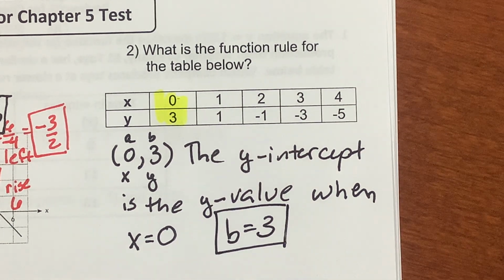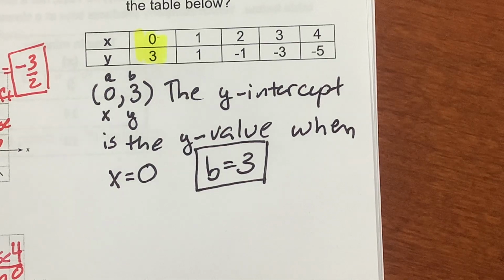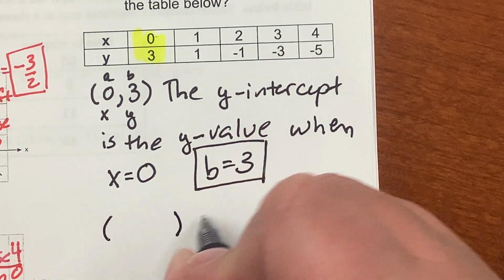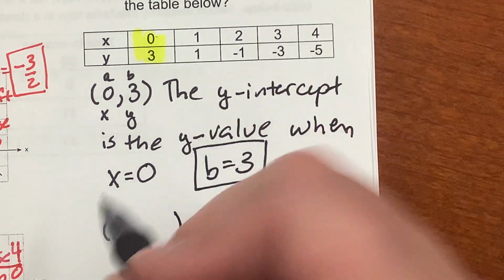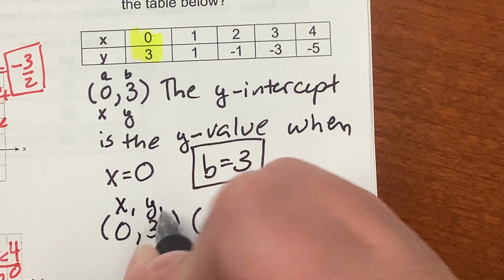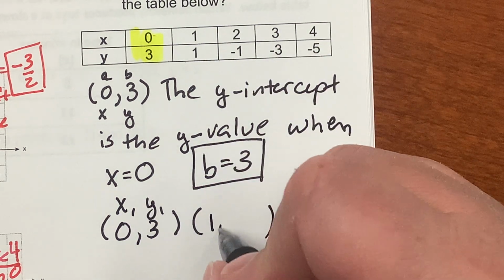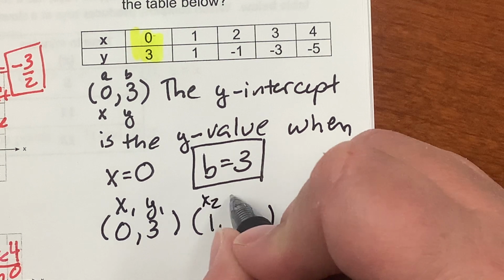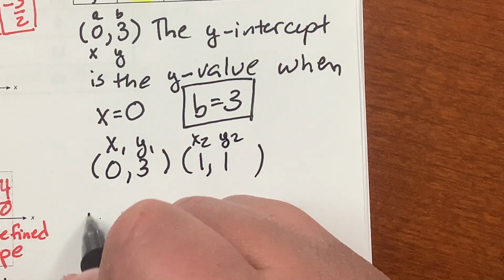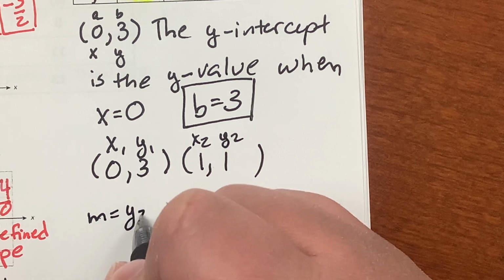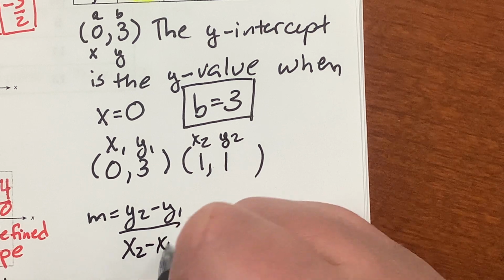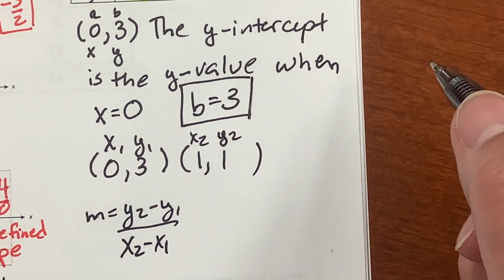Now I just have to find the slope. To find the slope, I need 2 points. And it doesn't matter which 2 points you use. I could use 0, 3 for my x1, y1. And the next one is 1, 1 for my x2, y2. And then what do I do? M equals y2 minus y1 over x2 minus x1. Every time you use a formula, you've got to write it down.